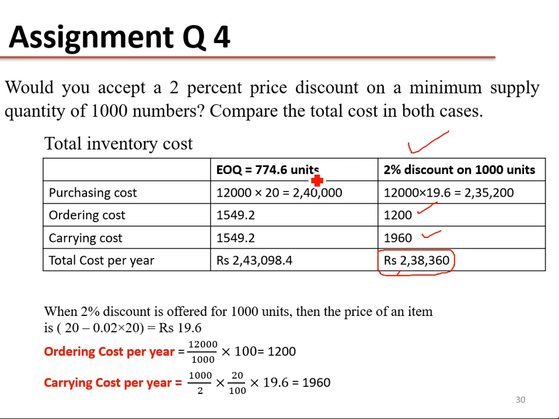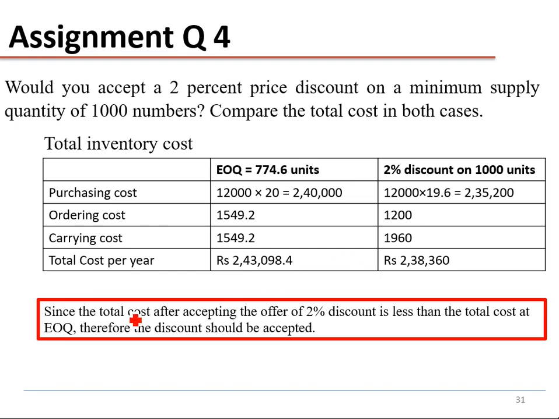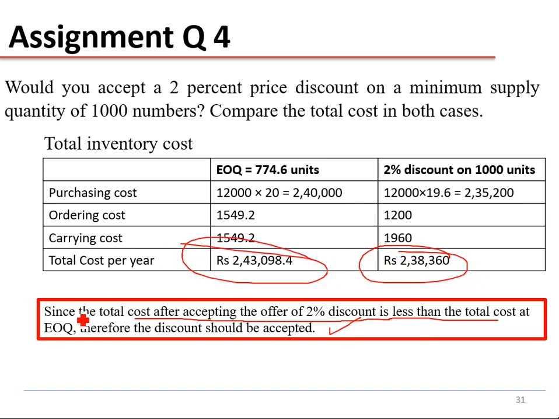Then we calculate the total cost in the case of the 2% discount, and in the case of the EOQ value, when we are not going to get the discount. From these two values we can easily see that since the total cost after accepting the 2% discount is less than the total cost at EOQ, the discount should be accepted. Our total cost of the inventory is reduced by taking the discount.